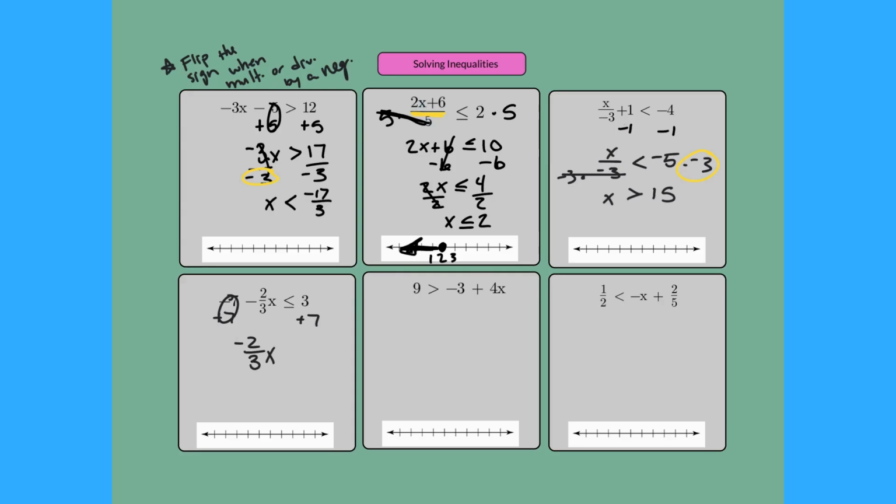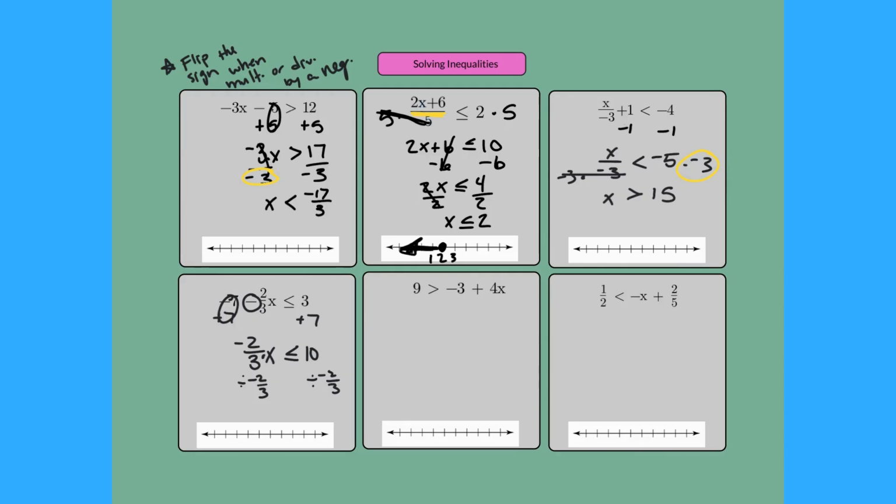And then don't forget to bring down that minus sign that's attached to that 2/3. And 3 plus 7, that gives us 10. There's two different ways we can do this one, whichever one makes more sense to you. The negative 2/3 is multiplying by the x, so the opposite is to divide both sides by negative 2/3.